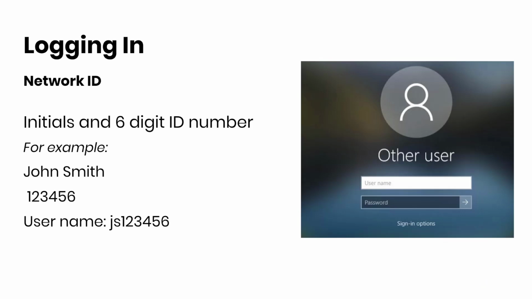Your network ID is going to be your initials followed by your 6-digit ID number. There's an example on the screen. For Mr. Smith, his username would be JS123456. He would enter that in the top bar on the login screen.